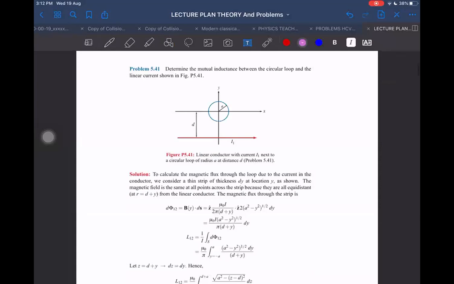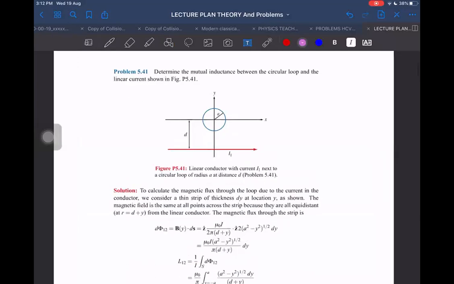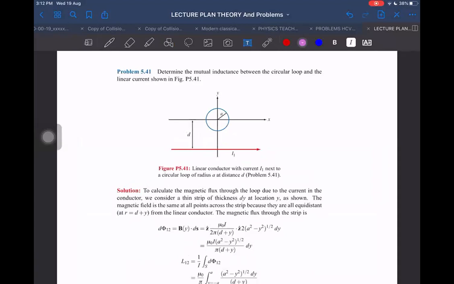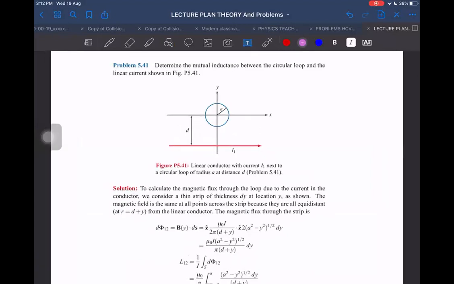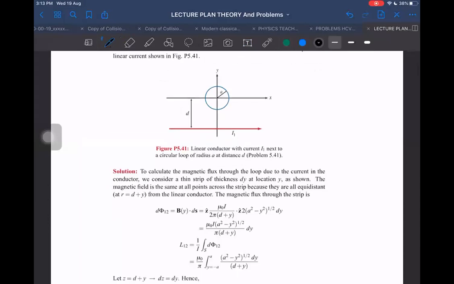Yes, here it is. I wanted to show you this integration, so that's why I just brought this question directly as it is from some source. Determine the mutual inductance between the circular loop and the linear current shown. In this case, they are not taking the vertical wire, but the same thing. They are taking this red wire, which carries current I1 in this direction, and then at a distance d from here, there is a circle of radius a. The center of the circle is at a distance d. We want to find out the flux through this, so that flux upon current will be the mutual inductance.